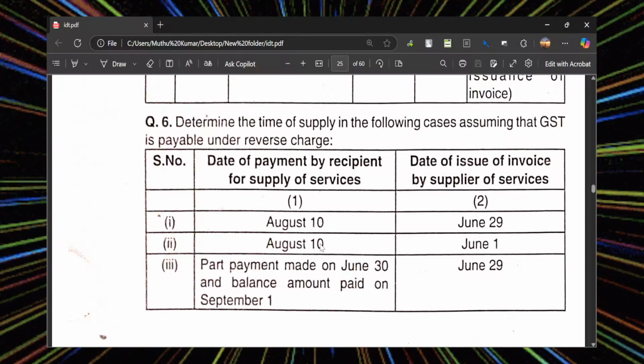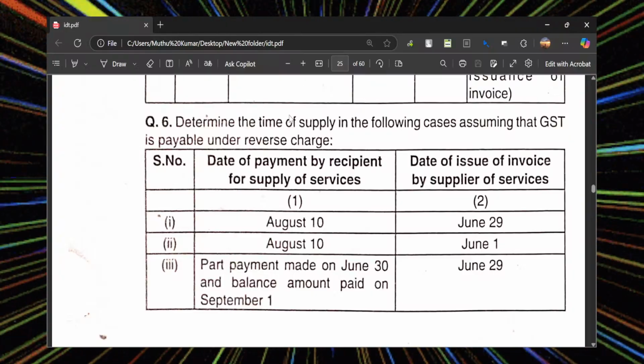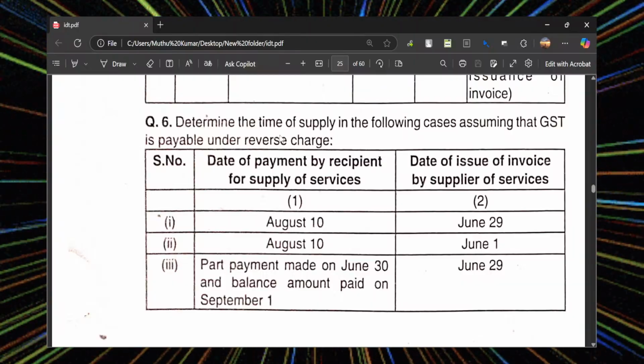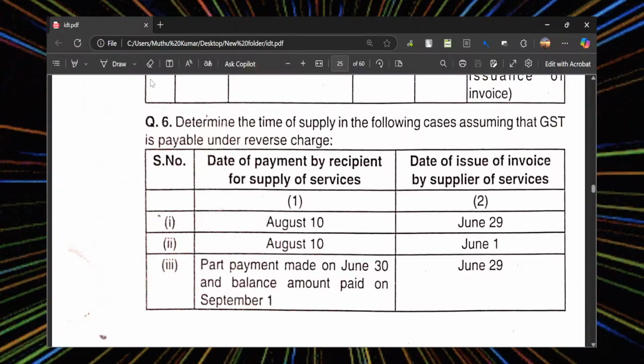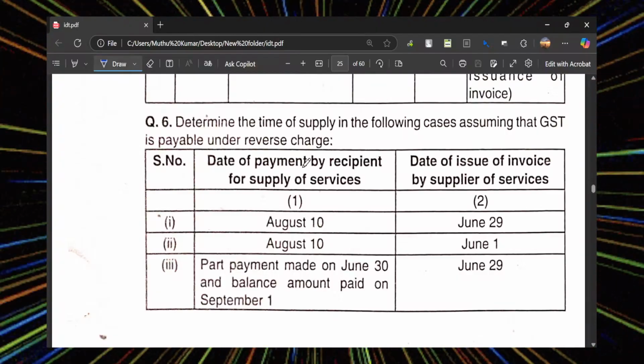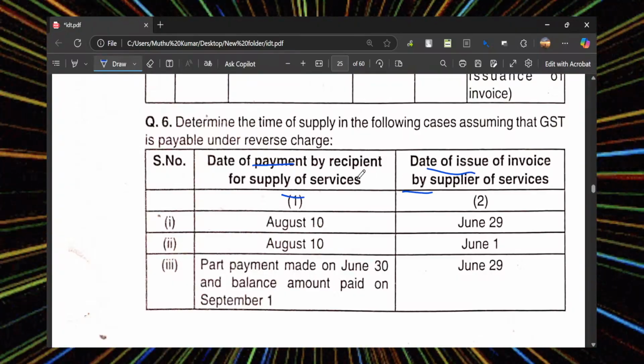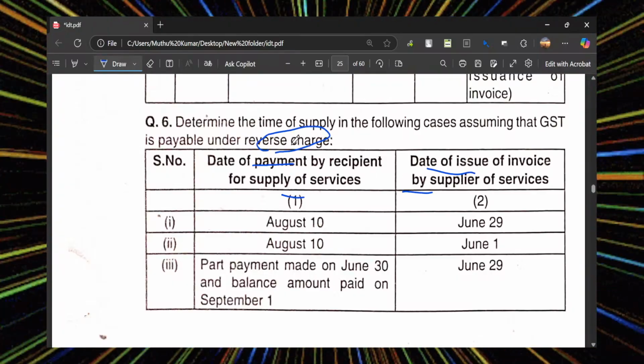So to determine the time of supply in the following cases, assuming GST is payable under the reverse charge mechanism. So what is the time of supply we want to find? The date of payment or receipt is given, and the date of issue of invoice is given. These are all under the reverse charge mechanism entity.